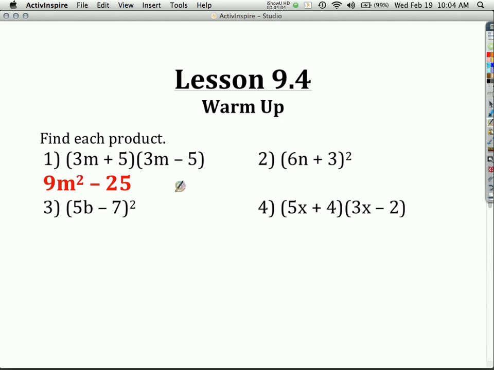Brandon, Kezekiah, and then Alyssa. So you agree, okay. 36n squared plus 36n plus 9. I'll have some volunteers remind us what this situation is called. So I got 1, 2, 3, 4, 5, 6 people who think they know the name. All of my students should know the name. Labari?